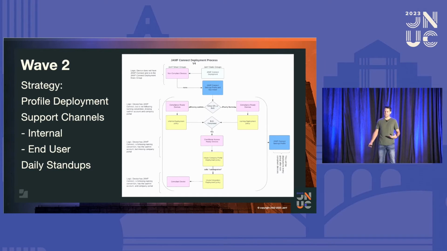All right, so strategy. We're doing a deployment to the profile of all devices in this wave. Again, this diagram is the same as wave 1. We didn't do any changes technically there. We still have our Slack channel. But we added a new internal support channel so that our support team felt supported from the engineering team. They can now raise issues to us, and we would be responsive in theory, right?